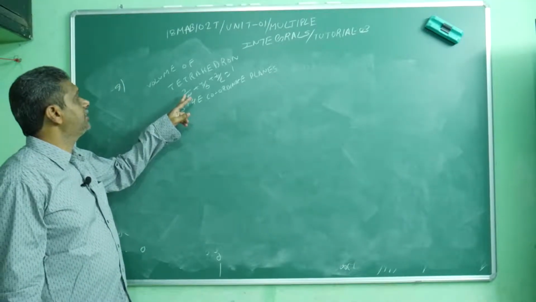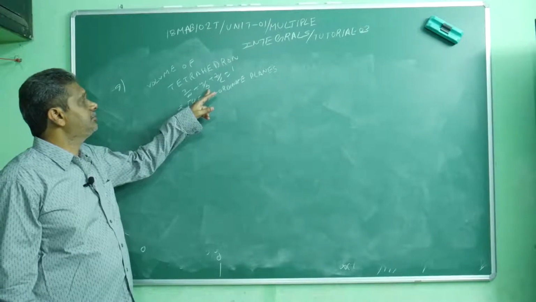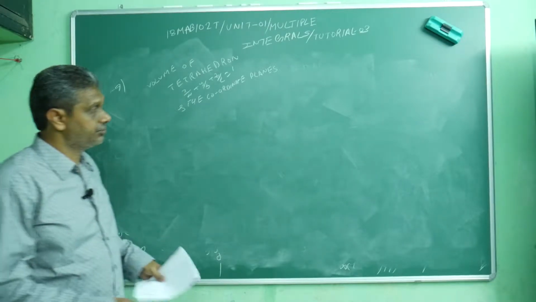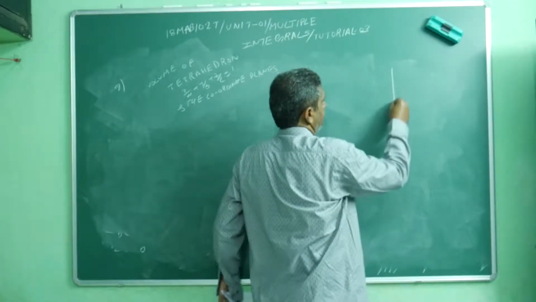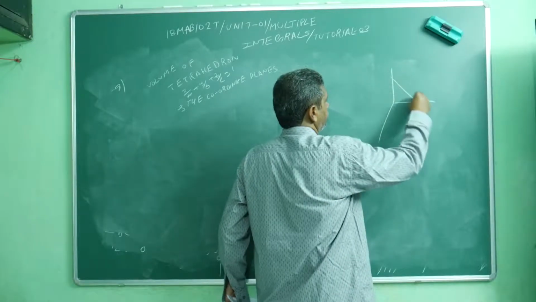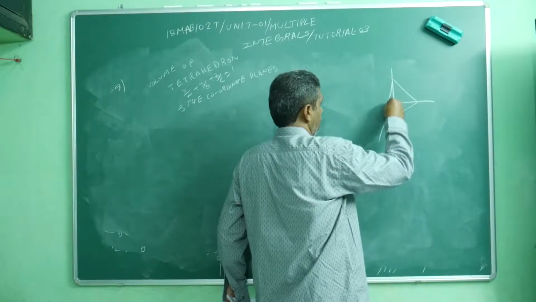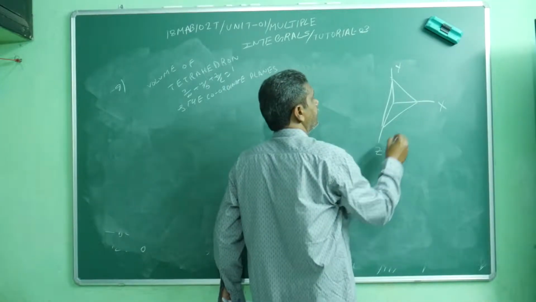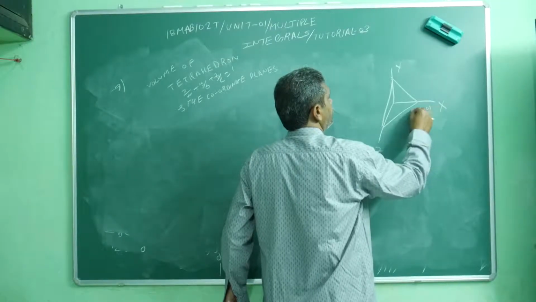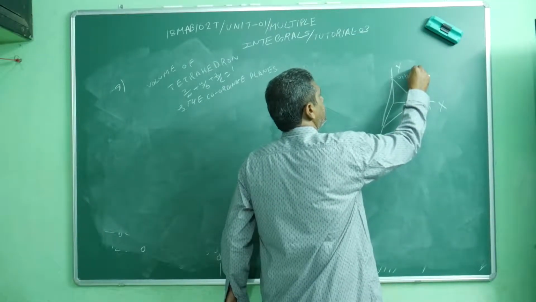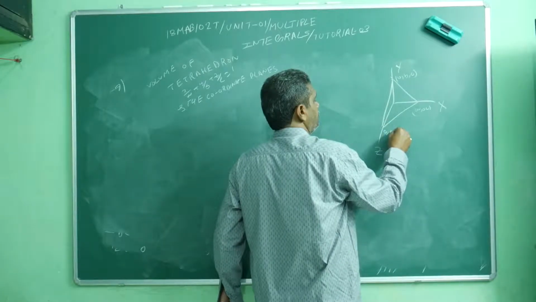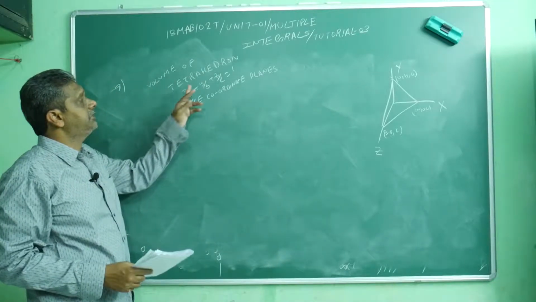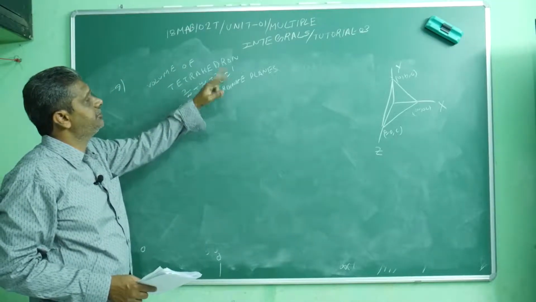These intercepts are: x intercept (a, 0, 0), y intercept (0, b, 0), z intercept (0, 0, c). All are positive coordinates, no doubt, so it lies in the first octant. So x runs from 0 to something, y also runs from 0 to something, and z runs from 0 to something.